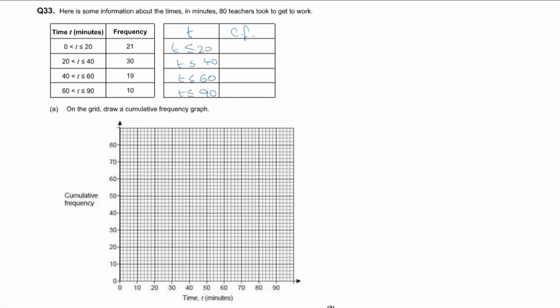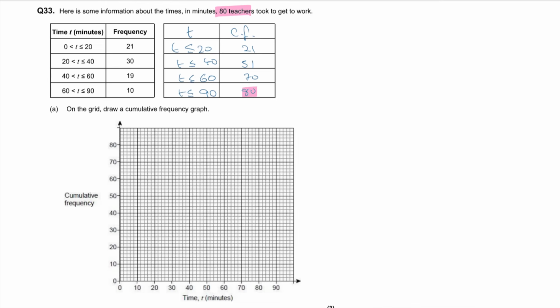So the number less than 20 is just the first answer, which is 21. Then the next one is going to be 21 and 30, that's 51. The next one is going to be 51 and 19, that's 70. And then adding on 10, that's 80. I was saying before, you can usually just check that against what's in the question up here, because it's usually written there, so you can use that to check your work.